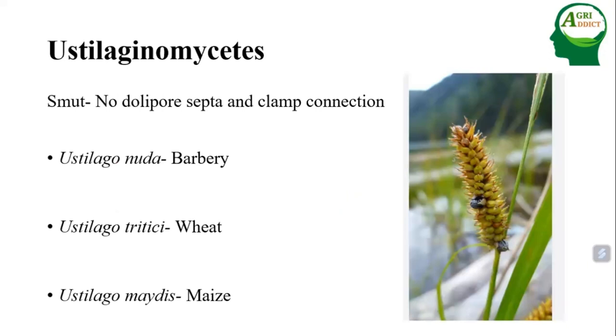Coming to the smut fungi, which come under Ustilaginales. Here also there are no dolipore septa and clamp connections. The loose smut of barley is caused by Ustilago nuda, and in the case of wheat, it is Ustilago tritici, whereas in the case of maize, it is Ustilago maydis. Only in maize smut there will be tumor production. The inflorescence or the ovary is the entry point of teliospores. It is a systemic disease. The teliospores will be formed in the inflorescence. And you might have heard about sugarcane smut. Here there will be a whip-like structure, so we call it whip smut.